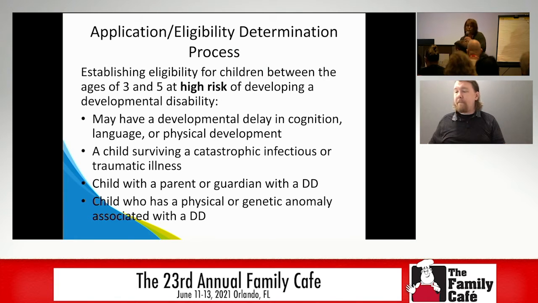Individuals considered high risk. These are children ages 3 to 5 who are at a high risk of developing a developmental disability. And they may have a delay in cognition, language, or physical development. A child surviving a catastrophic infectious disease or a traumatic illness known to be associated with developmental delay. With a parent or guardian with a developmental disability who may require assistance in meeting the child's developmental delay.